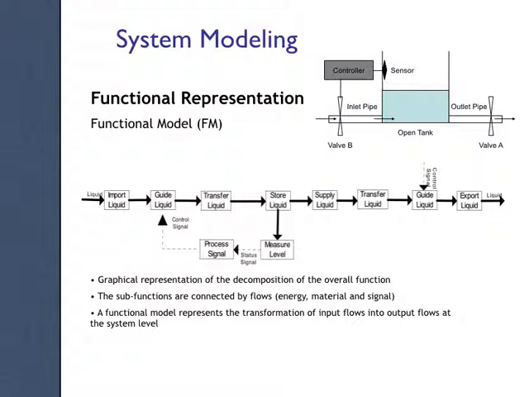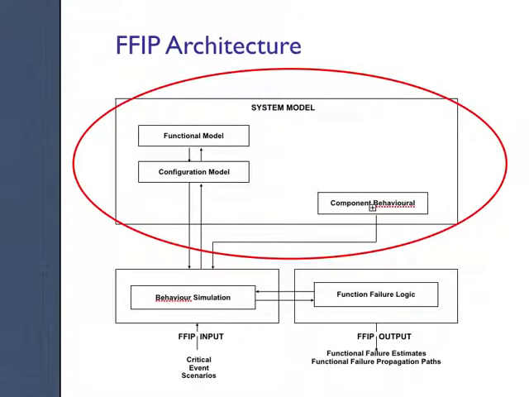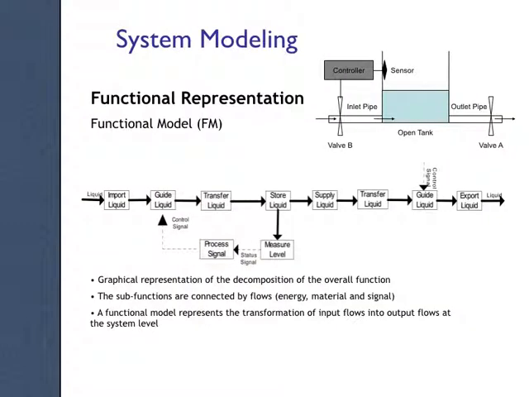So first off, in terms of the first portion of FFIP within that large systems model box, there were several, in fact, I'll go back and look at it. So there are several different individual models that we need to discuss: the functional model, the configuration model, and the component behavioral model. So we're familiar with the functional model. We discussed this in SE4321. I'm showing the functional model for the example here.